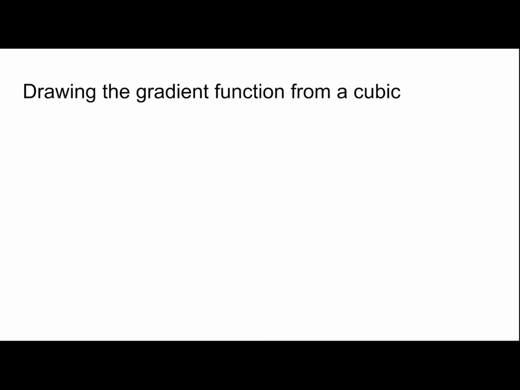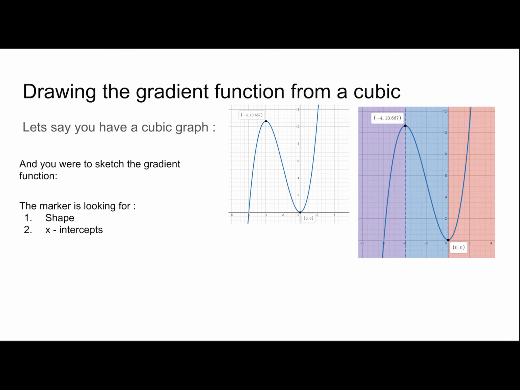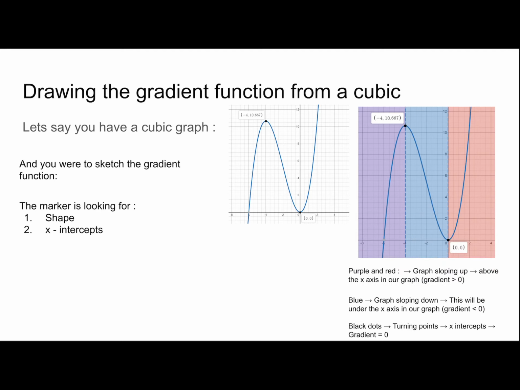I have one more example here, drawing a gradient function from a cubic graph. So if we have a cubic graph this time, and we were to sketch the gradient function, once again the marker is looking for the exact same thing: the shape and the x-intercepts, okay? As you can see in this diagram, there are 3 regions. In the purple region, the gradient is going up to the maximum, so it is sloping upwards, and the gradient is more than 0.